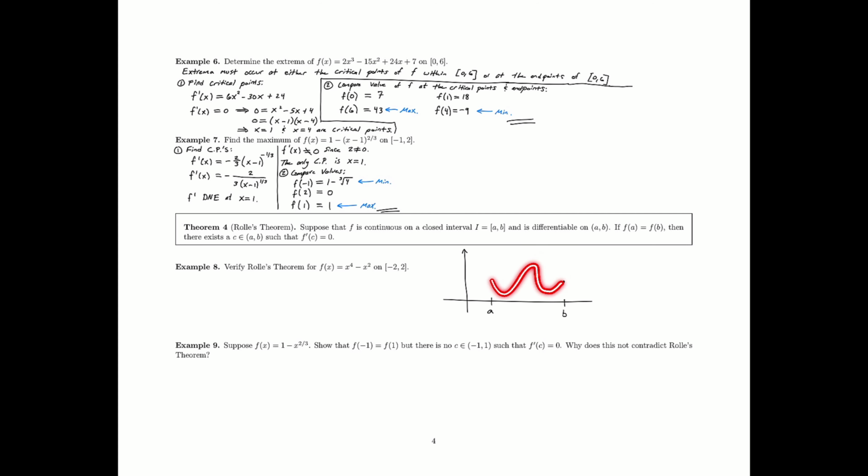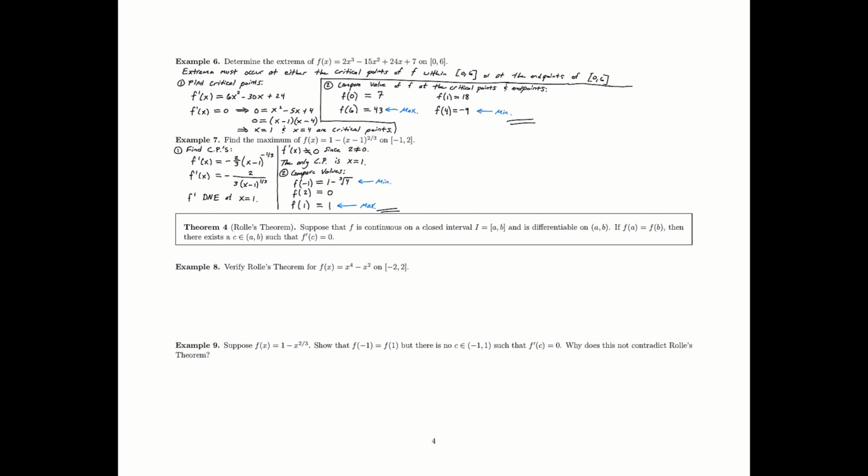Essentially, Rolle's theorem says that what goes up must come down, or what goes down must come back up. So the only way that we can continuously connect these 2 points is if at least one location, sometimes there's more than one location, we have a horizontal tangent line. So let's verify Rolle's theorem for this function.